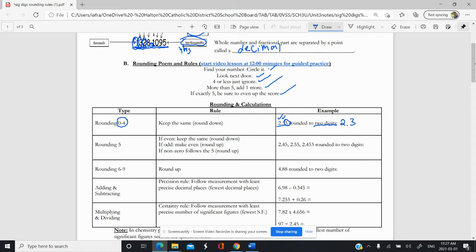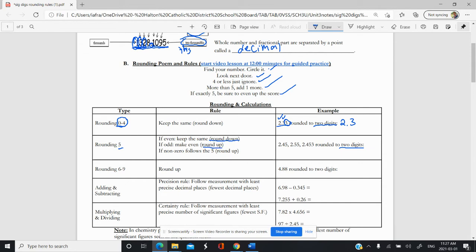Now, suppose we had a 5. So we want to round to 2 digits again, but this time we have a 5 next to the digit we want to round to, whereas before we had 0 to 4. So we have different rules here. If the number before is even, we keep it the same. We round down, in other words. If it's odd, we make it even by rounding up.